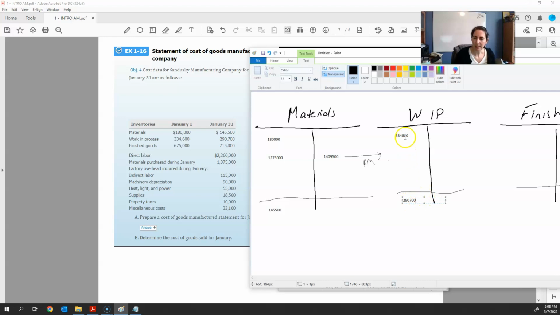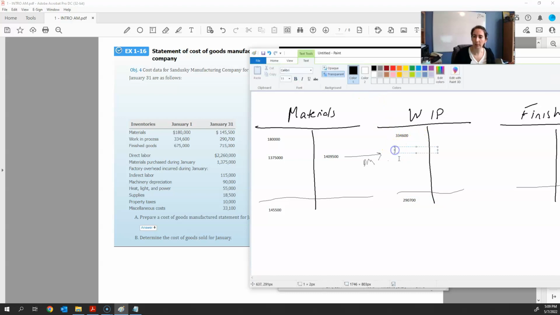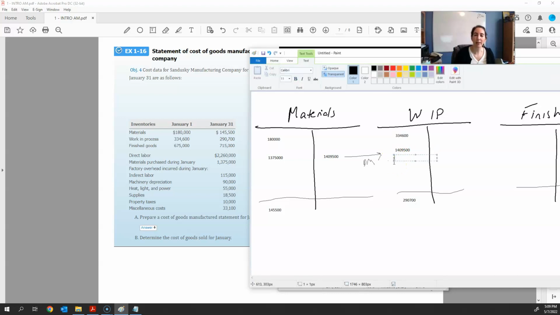And I say to myself, okay, well, what goes in the work in process? Well, direct materials goes in the work in process, so let's get that in there. That's that 1,409,500 that came over from the materials. So you've got beginning work in process plus direct materials. Guess what's next? Plus direct labor of 2,260,000. The other thing you have is you have factory overhead going into your WIP.